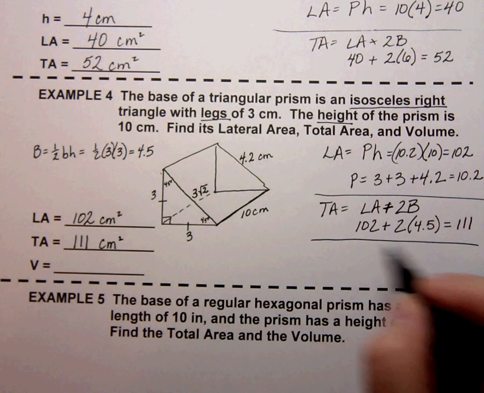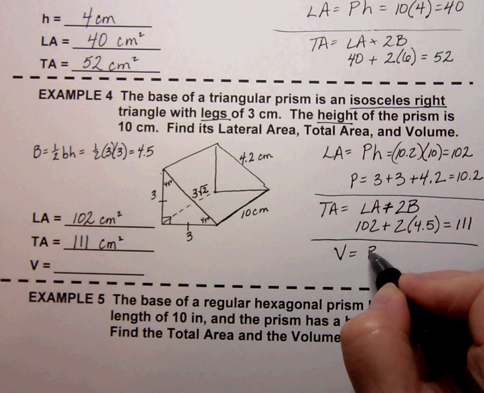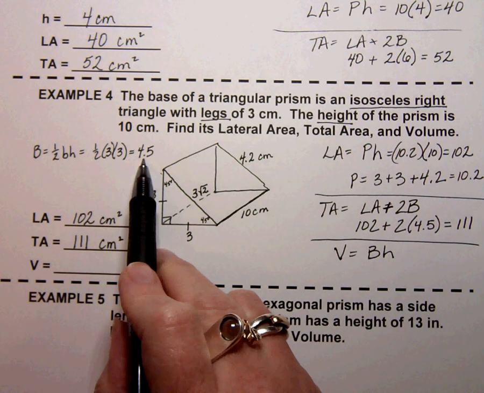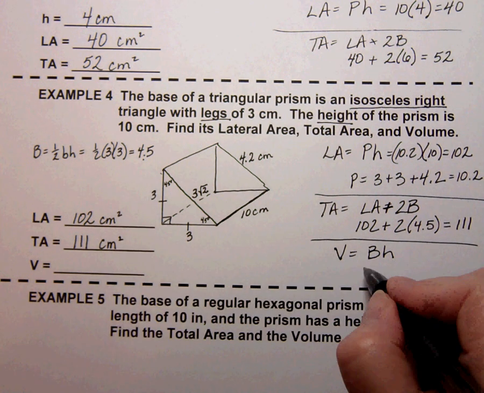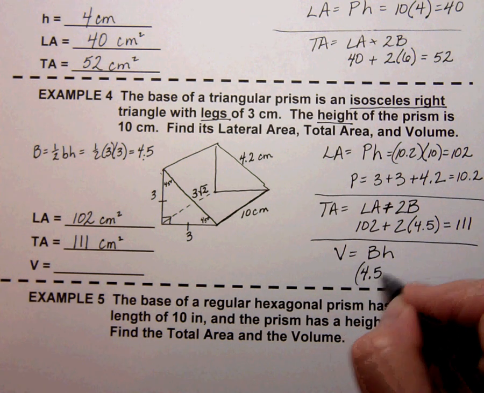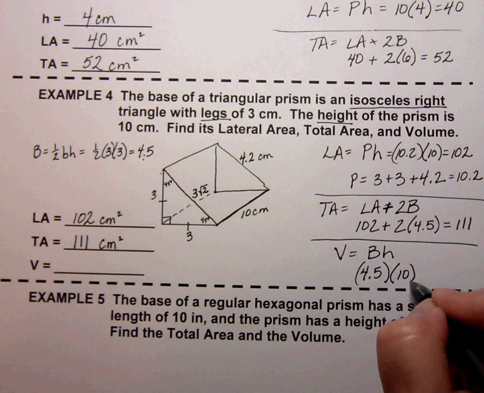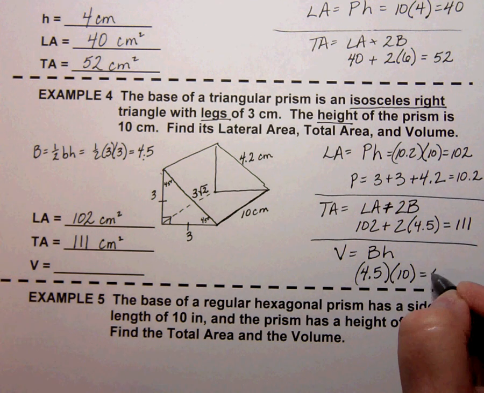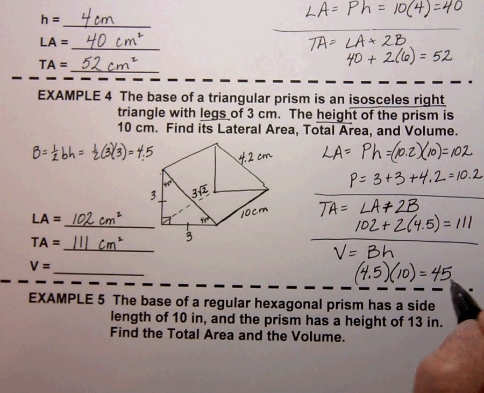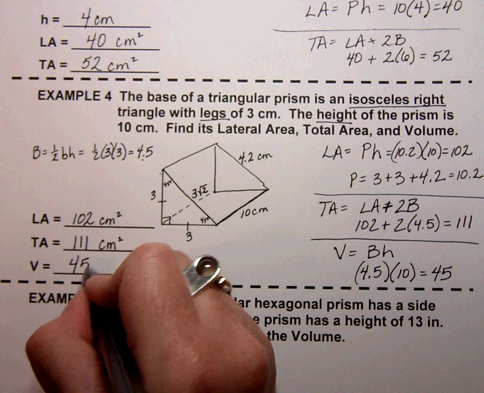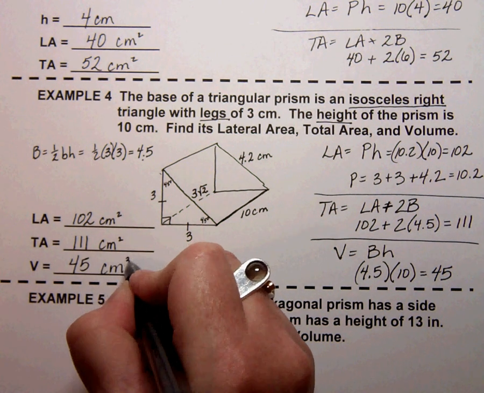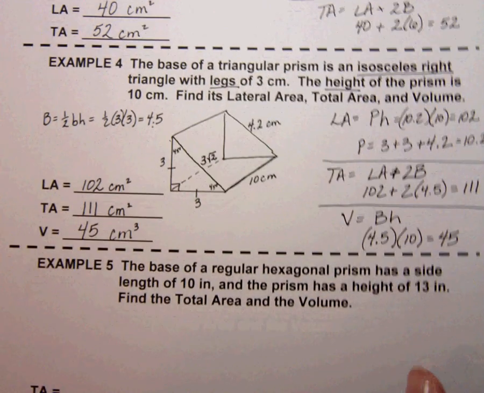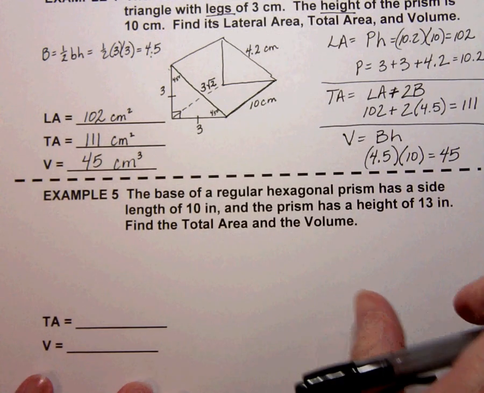Okay, the volume is the area of your base times your height, and over here our base area is 4.5, so it's 4.5 times the height 10. And anytime you multiply by 10, it really just moves the decimal over, so 45 is your volume. And it is a cubic unit, so it's cubic centimeters. Okay, let's move on.